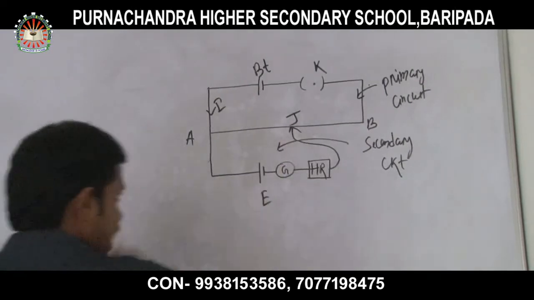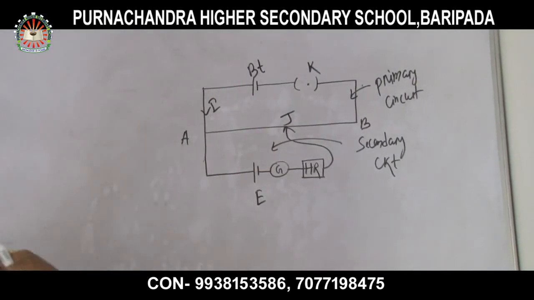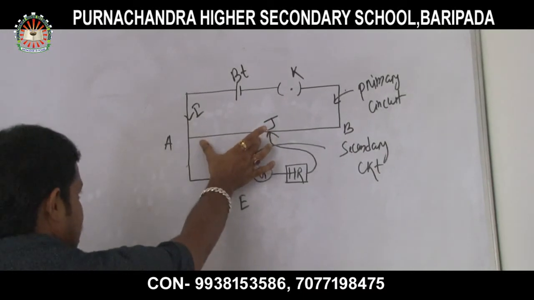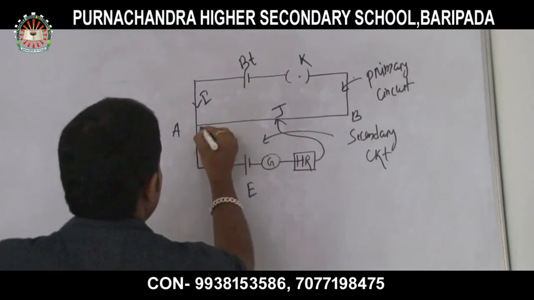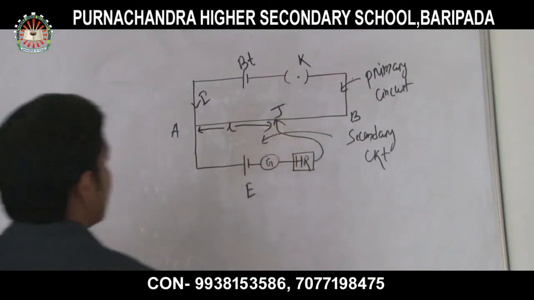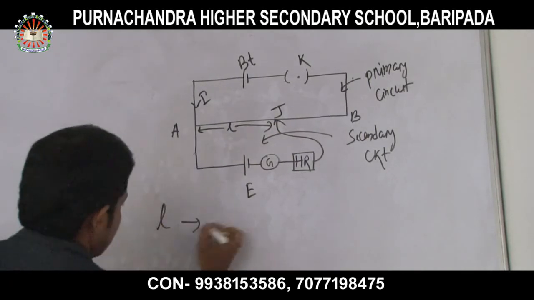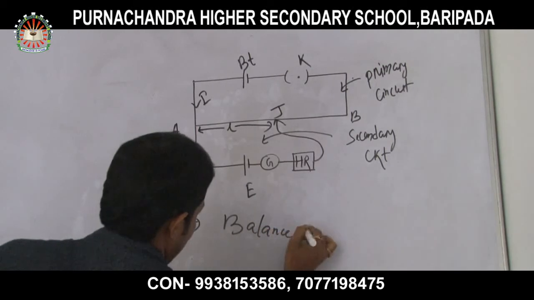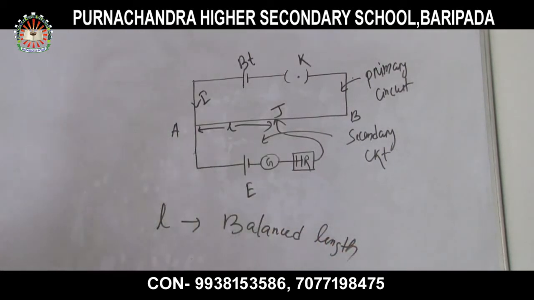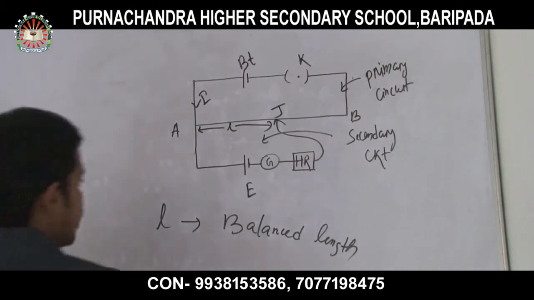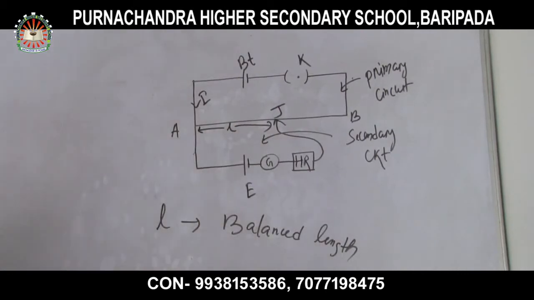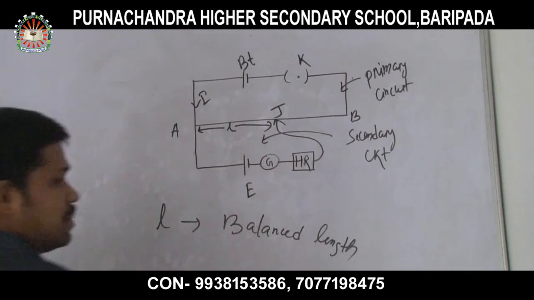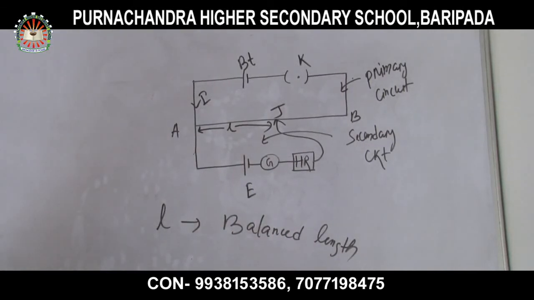Clear? Now in this case, suppose I take this length BL. Suppose L is here, the balanced length. So at this length L, listen very carefully, at this balanced length, the current in this galvanometer becomes nil or zero.